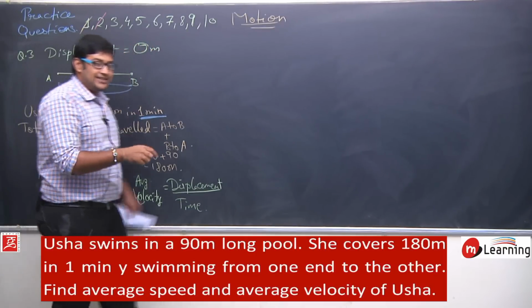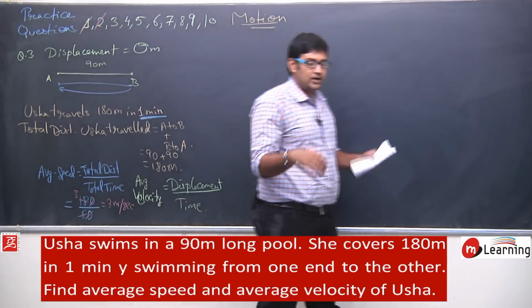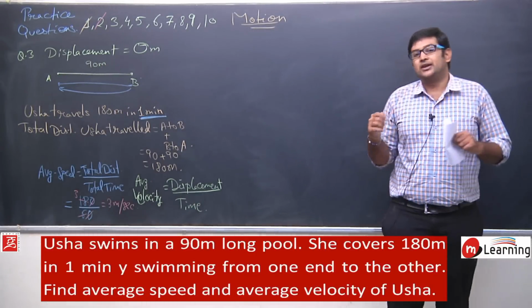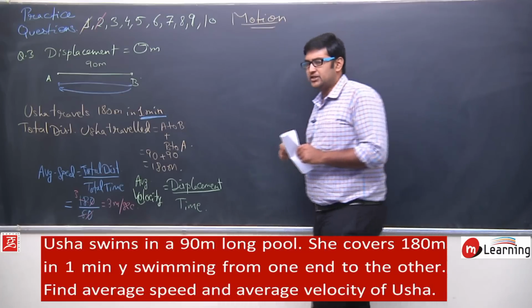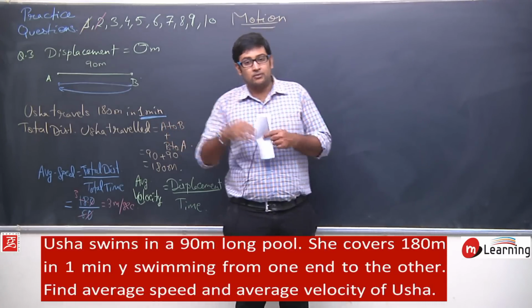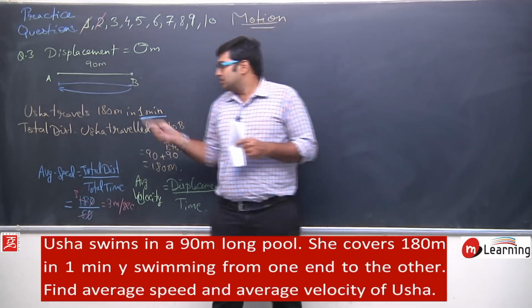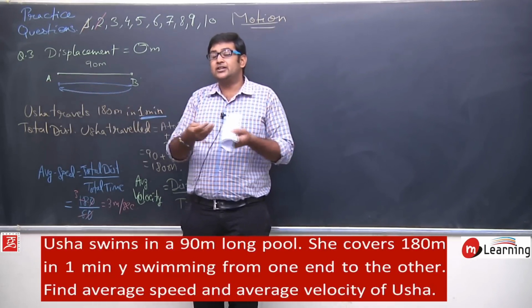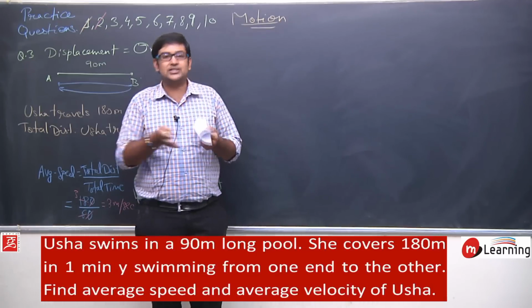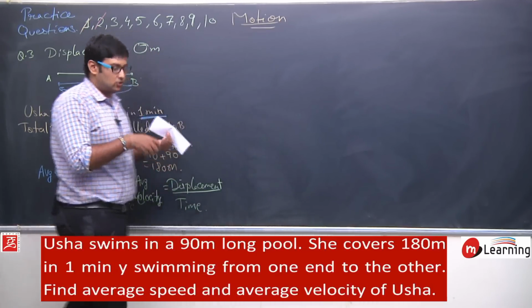Okay, it means she did not displace from her initial position. As we understood the definition of displacement, it is basically the shortest distance from the initial position. So she travels from A to B and again B to A. So it means she didn't get displaced from her original position. That's why the displacement is 0.